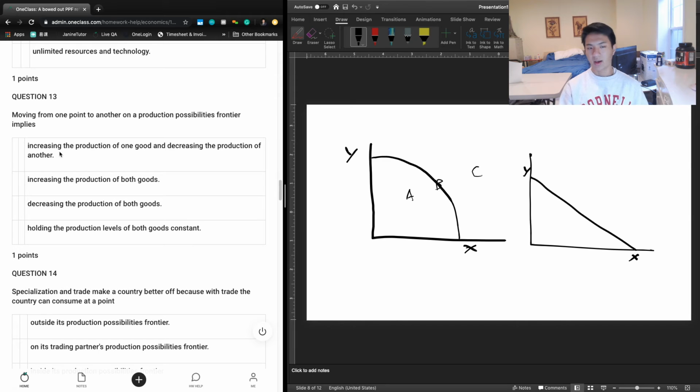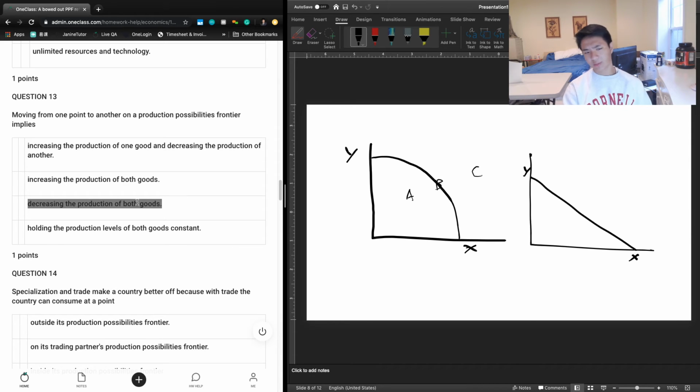The second says increase in production of both goods. Again, if we're already on the frontier, it's not possible to produce both goods more because that would put us in area C, which is not possible. It's unattainable. Decrease in production of both goods, that would put us into area A, and that would be inefficient. And so because we're saying we're moving on the PPF and not into a PPF or away from PPF, then it's not going to be decrease in production.